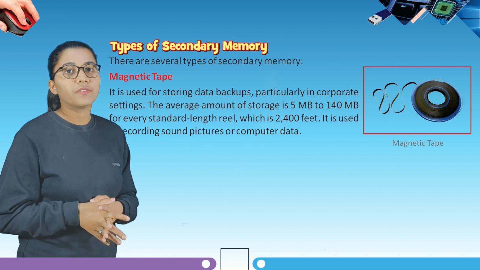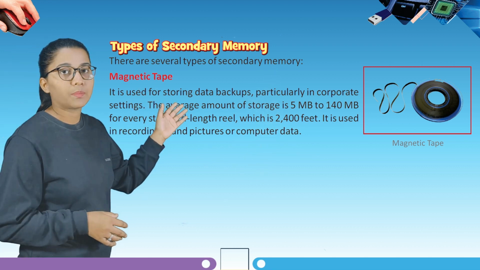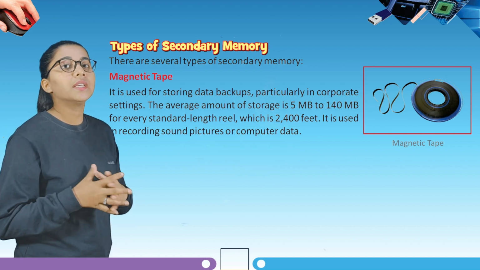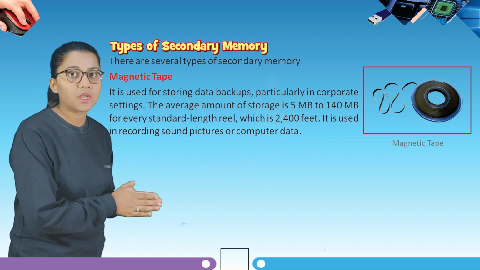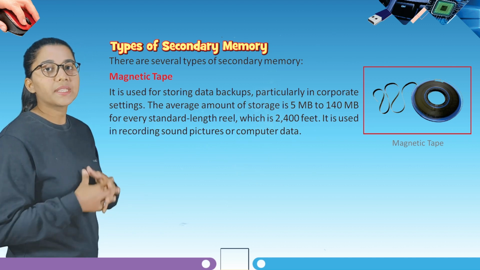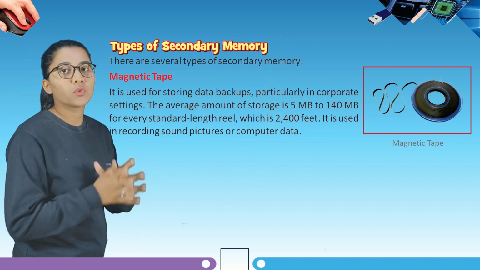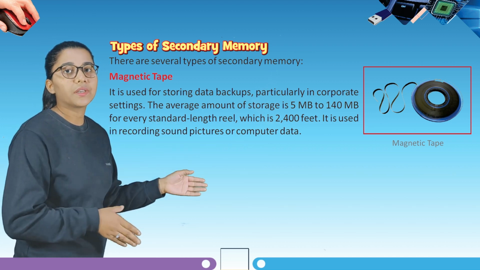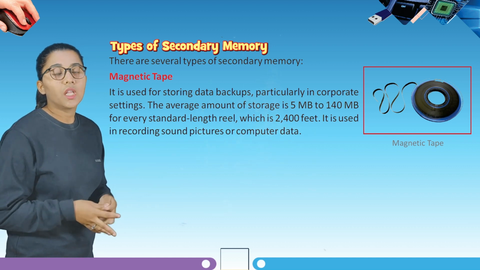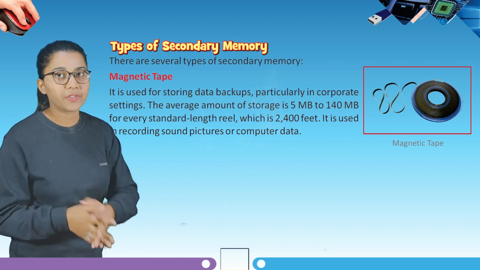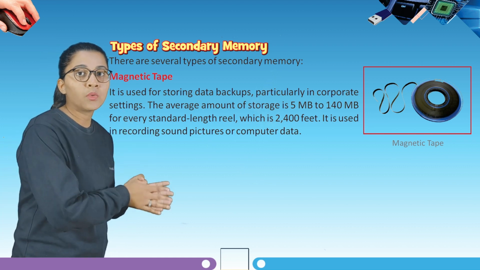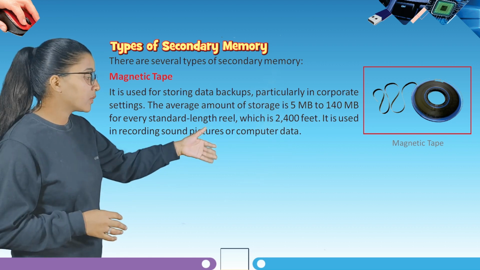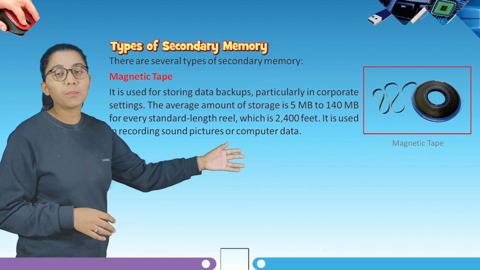So first one we have magnetic tape. So what is magnetic tape memory? Let's learn about it. It is used for storing data backups, particularly in corporate settings. The average amount of storage is 5 MB to 140 MB for every standard length reel, which is 2,400 feet. It is used in recording sound, pictures, or computer data. So students, here you can see the picture of a magnetic tape memory.